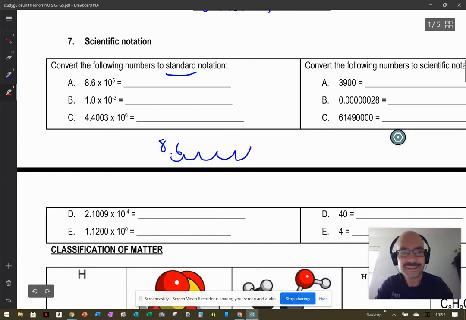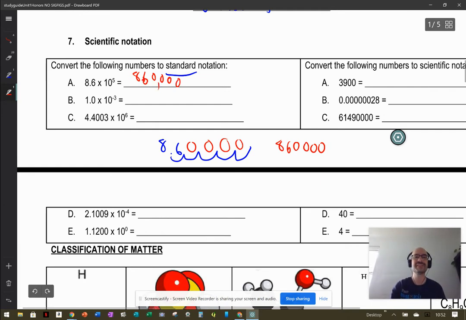Fill in your basket. 1, 2, 3, 4, and then write it out. So that'll be 8, 6, followed by 4 zeros. So this would be 860,000. And I like putting commas in for a big number like that, so I can tell it's 860,000 easier. It's up to you. All right, for this next one, we're going to hop the decimal point to the left because it's negative. So to the left 3 times. 1, 2, 3. Fill in your basket.